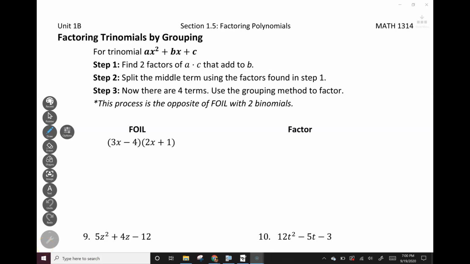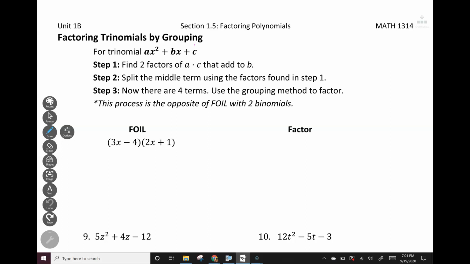All right, this is part 2 of our 1.5 factoring notes. So now we're going to talk about factoring trinomials by grouping. Last time we did talk about factoring trinomials that had a leading coefficient of 1 right here. But these are not going to have a leading coefficient of 1, so you can't do what we did yesterday.